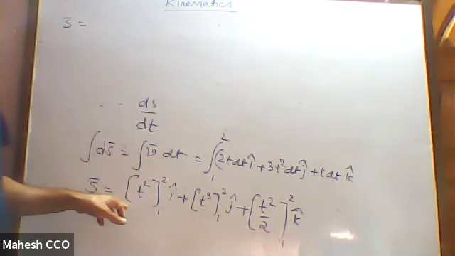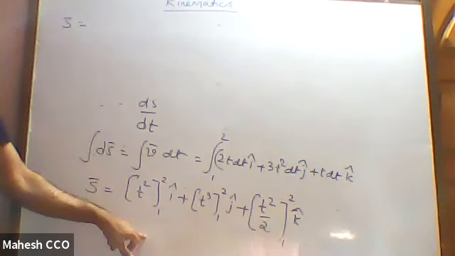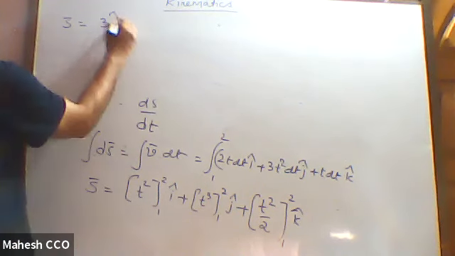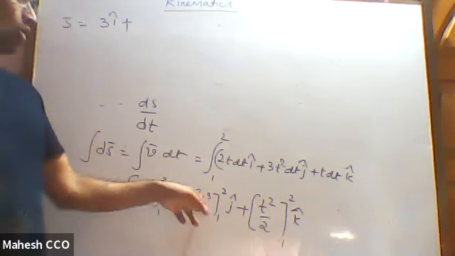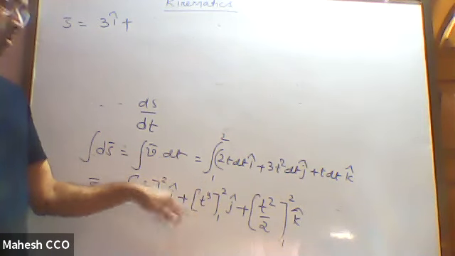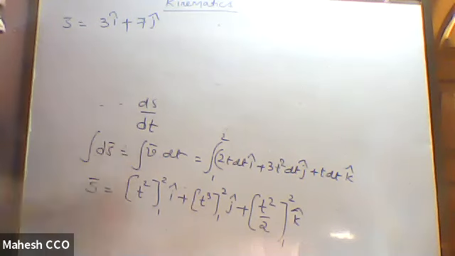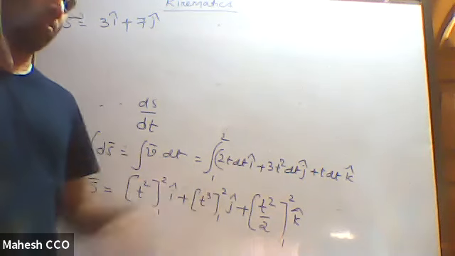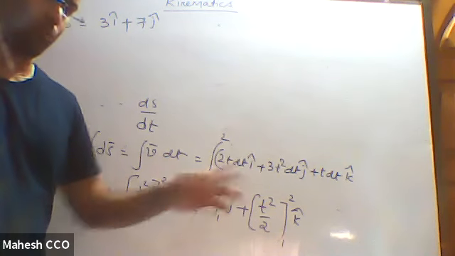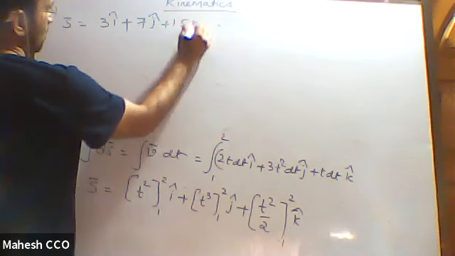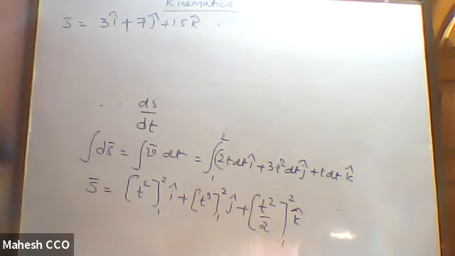So substitute 2, you will get 2 square, that is 4, minus 1 square, that is 1. So 4 minus 1 is 3. 2 cube is 8, 1 cube is 1, so 8 minus 1 is 7. 2 square by 2 is 4 by 2, 1 square by 2 is 1 by 2, so 4 minus 1 by 2 is 3 by 2. So the displacement is found to be 3i cap plus 7j cap plus 1.5 k cap. That's a simple thing.